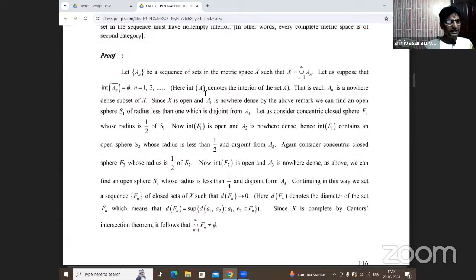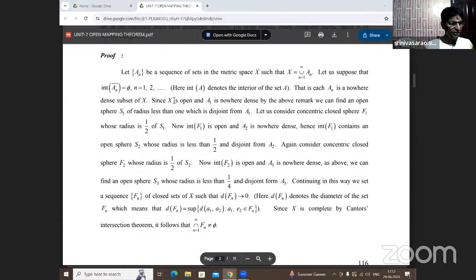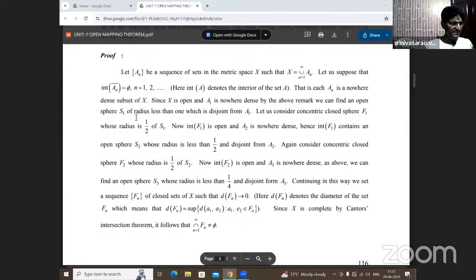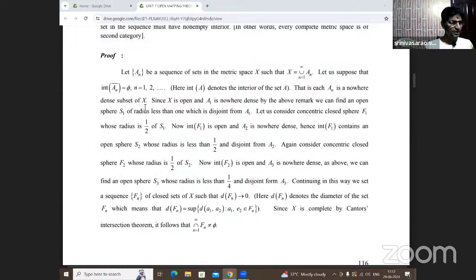This denotes the interior of the set. A bar denotes the closure of A, and the interior of A is denoted separately. Here A_n is a nowhere dense subset of capital X, where capital X is the metric space. Here we are taking A_n as one of the nowhere dense subsets.